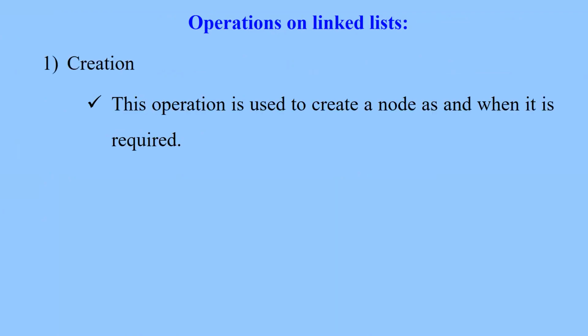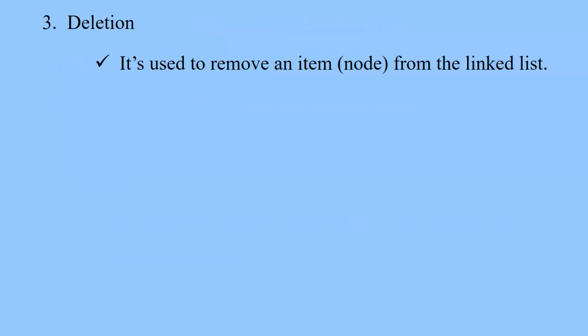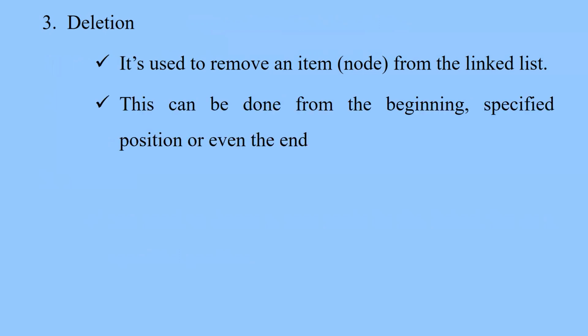So what operations can we perform on linked lists? Number 1 is creation. This operation is used to create a node as and when it is required. Number 2 is insertion. It is used to insert a new node in the linked list at a specified position. Number 3 is deletion. It is used to remove an item or node from the linked list. This can be done from the beginning, at a specified position, or even at the end.